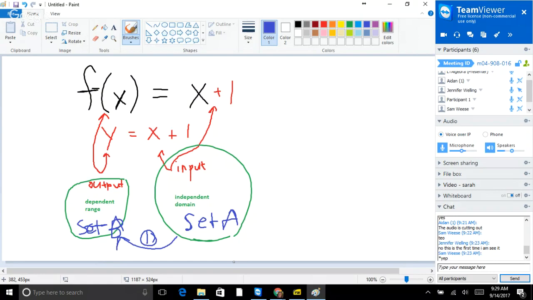All right, so let me draw something. I think it's going to help illustrate what these words mean here. So, get my awesome drawing skills, guys.